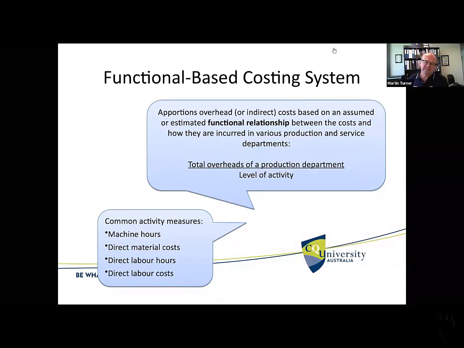And so we're making an assumption. The assumption won't be strictly correct. It's an assumption, just so that we're allocating costs in some sort of reasonable way, those indirect costs, to the products.